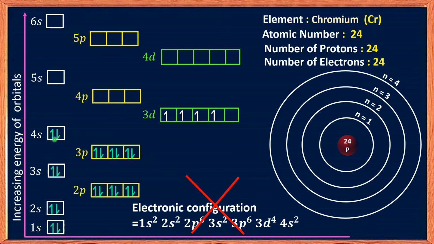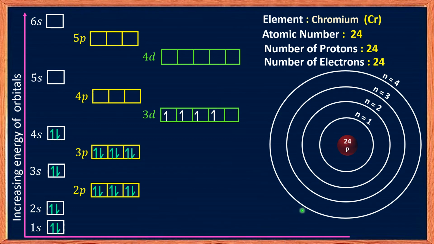So one of the 4s electrons shifts into the empty 3d orbitals. You see here, I am taking this electron back here. So this electron comes to 3d, that is, it jumps into the third shell. Now it is revolving. So this electron enters into the other empty 3d orbital.